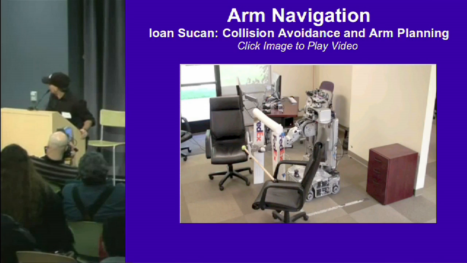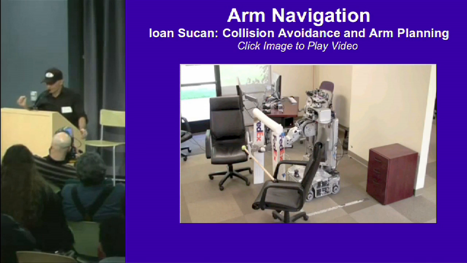Arm navigation, this is also just brilliant, and I don't have anything of my own to show you. So I'm stealing a little video from Willow Garage, and this is Ioan Sucan, and he's demonstrating here how you can do inverse kinematics with constraints, meaning we don't want the arm to run into itself.